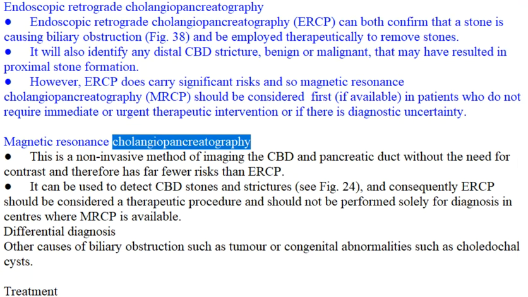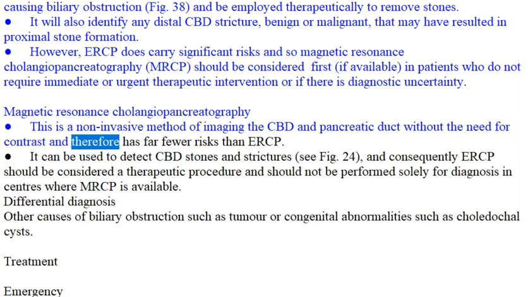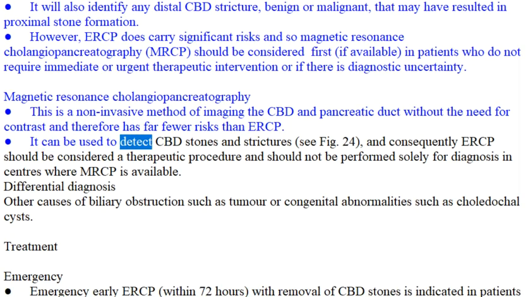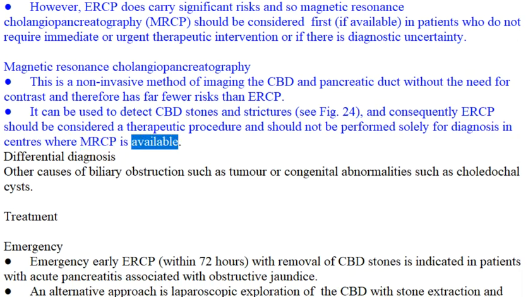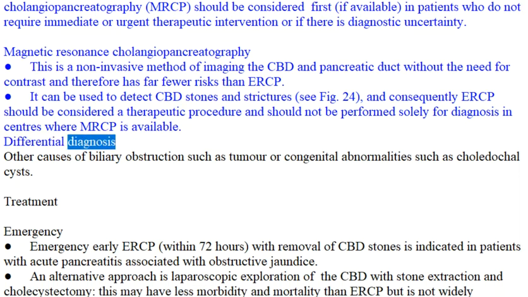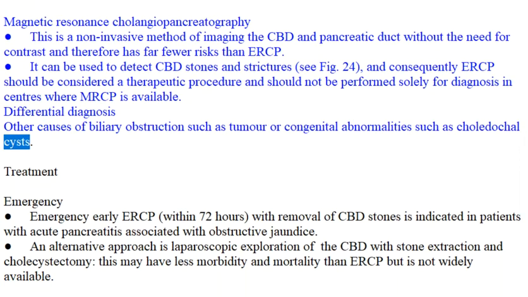Magnetic resonance cholangiopancreatography. This is a non-invasive method of imaging the CBD and pancreatic duct without the need for contrast and therefore has far fewer risks than ERCP. It can be used to detect CBD stones and strictures, see Fig 24, and consequently ERCP should be considered a therapeutic procedure and should not be performed solely for diagnosis in centers where MRCP is available. Differential diagnosis. Other causes of biliary obstruction such as tumor or congenital abnormalities such as choledochal cysts.